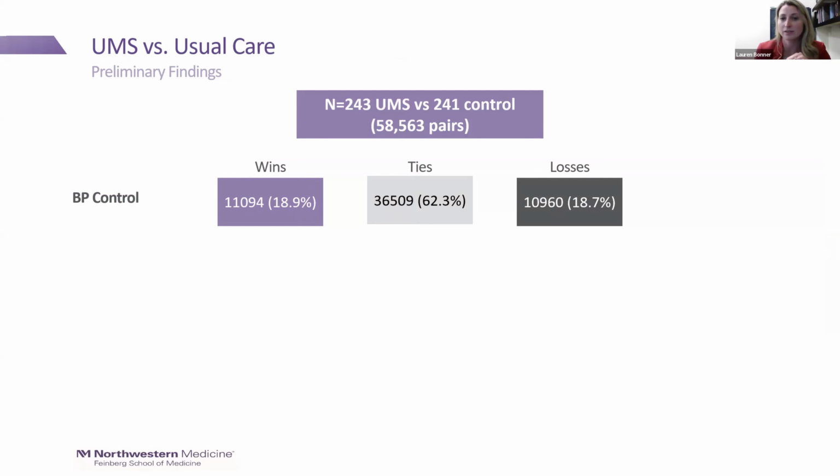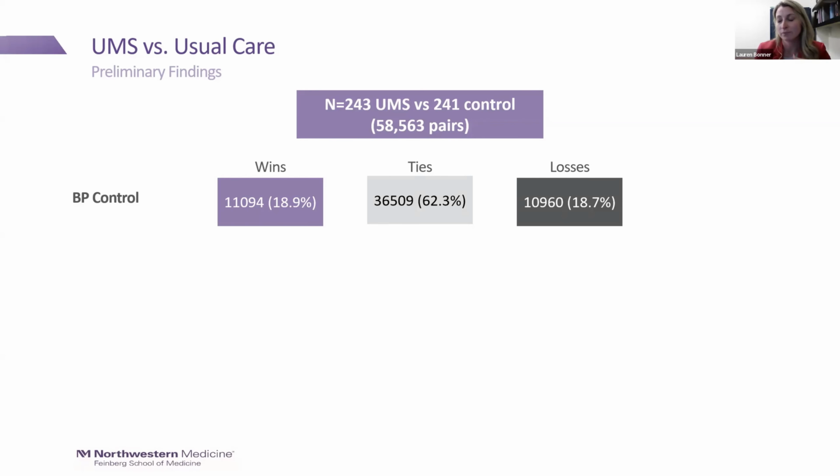And again, with the algorithm, we see for every pair, can we determine a win or a loss based on blood pressure control? So for 18.9% of the pairs, this would be considered a win for the UMS arm. So basically, the UMS participant had blood pressure control and the control arm participant, or the usual care arm participant, did not. For 18.7% of these pairs, it was the opposite. So the usual care participant had blood pressure control and the UMS participant did not.